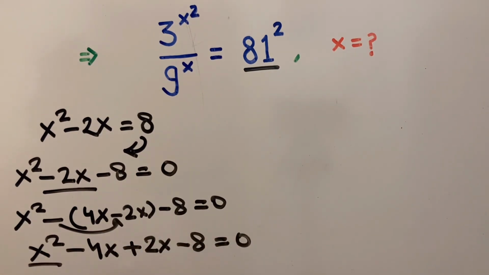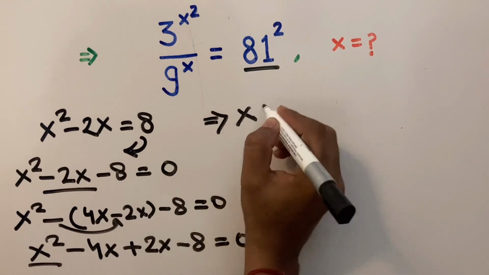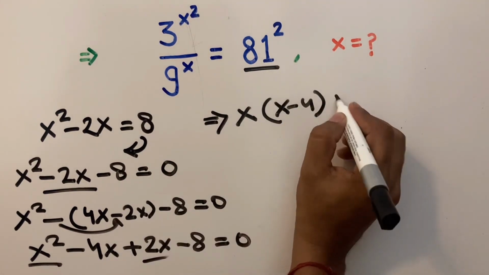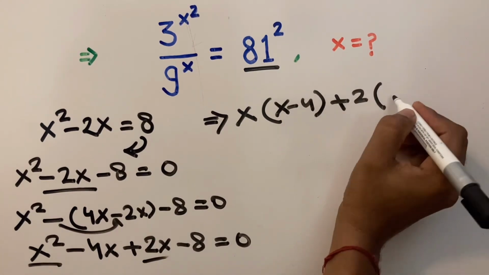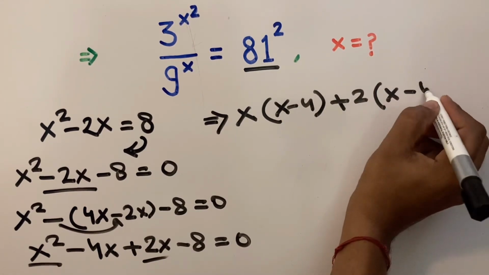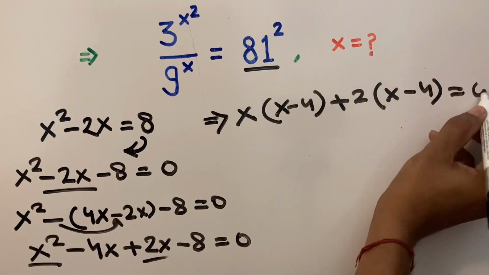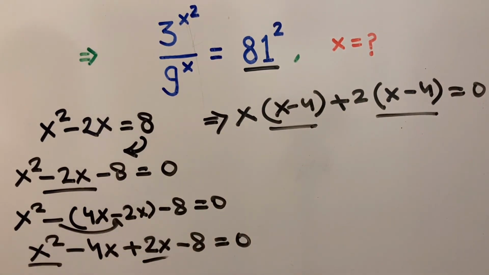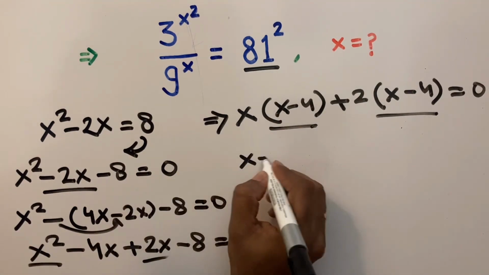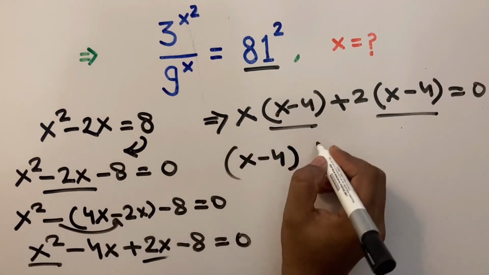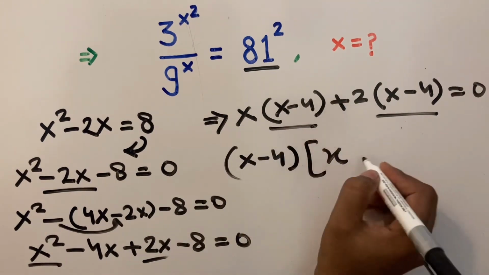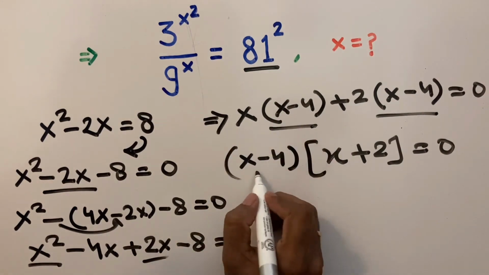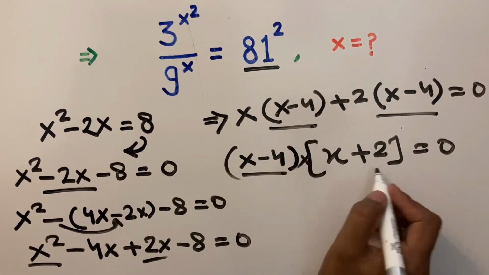Take x as common, so this becomes x(x minus 4) plus, taking 2 common here, 2(x minus 4) equals 0. Here x minus 4 is common, so take x minus 4 as common. From here it is x, from here it is 2. This equals 0. Here (x minus 4) times (x plus 2) equals 0.